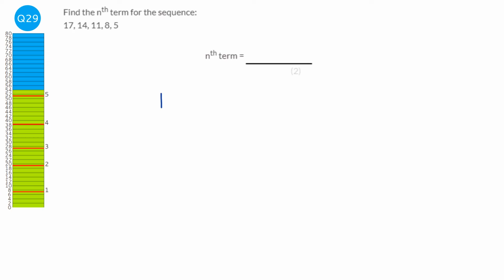So let's write these numbers out. And the first thing to do is work out what the numbers are going up by. So they're going up by -3, because they're minusing 3 each time.